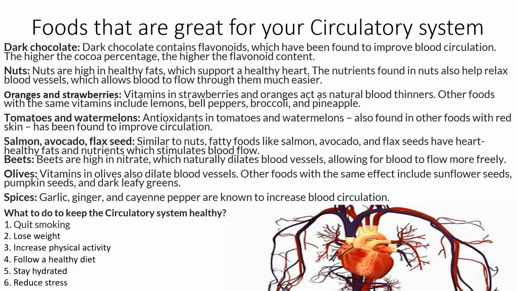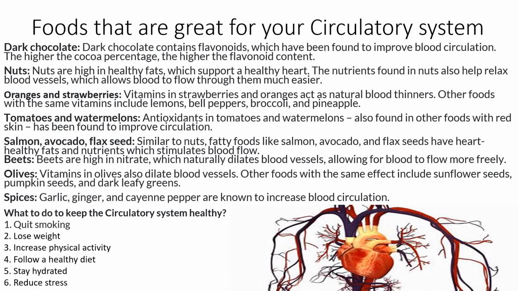Foods that are great for your circulatory system. Dark chocolate. Dark chocolate contains flavonoids which have been found to improve blood circulation. The higher the cocoa percentage, the higher the flavonoid content. Nuts are high in healthy fats which support a healthy heart. The nutrients found in nuts also help relax blood vessels, which allows blood to flow through them much easier.